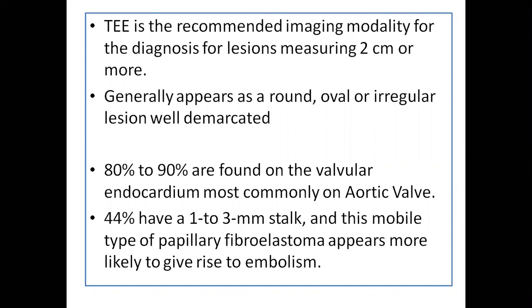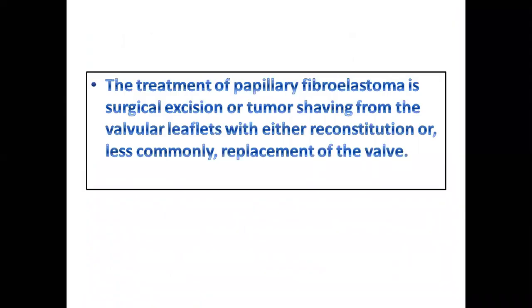80 to 90% are found on the valvular endocardium, mostly the aortic valve. 44% have a stalk, and it is mobile and appears more likely to give rise to embolism. The treatment of papillary fibroelastoma is surgical excision of the tumor or shaving from the valvular leaflet, with either reconstruction or, less commonly, replacement of the valve.